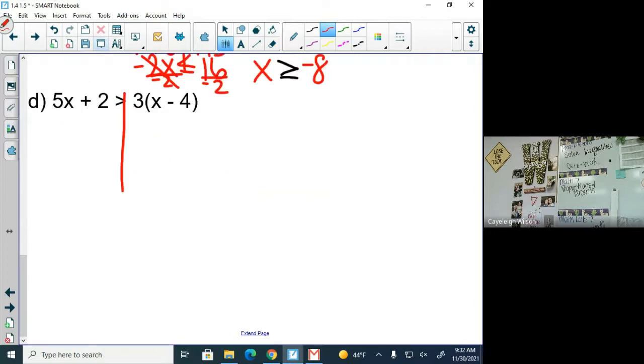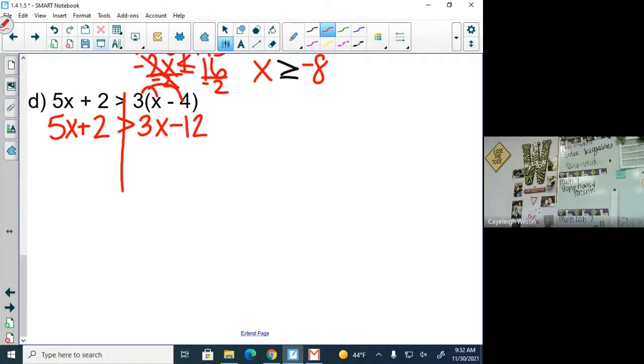All right, so on the left side, no parentheses, no like terms. But on the right side, I do have parentheses, so I'm going to distribute and get 3x minus 12. No like terms over there, so that's about as simplified as I can get. I move on to step 2. Put all your x's on one side.